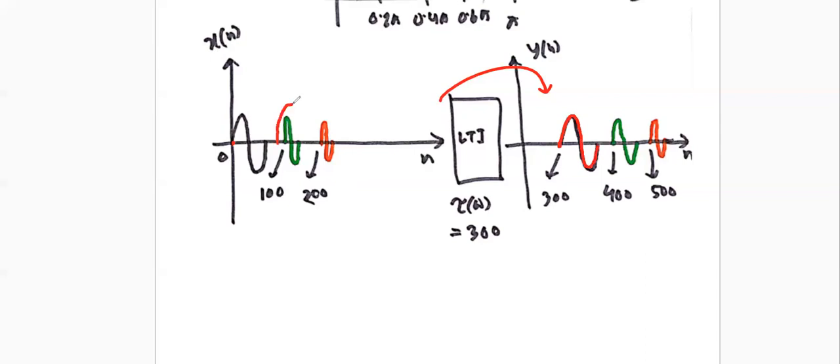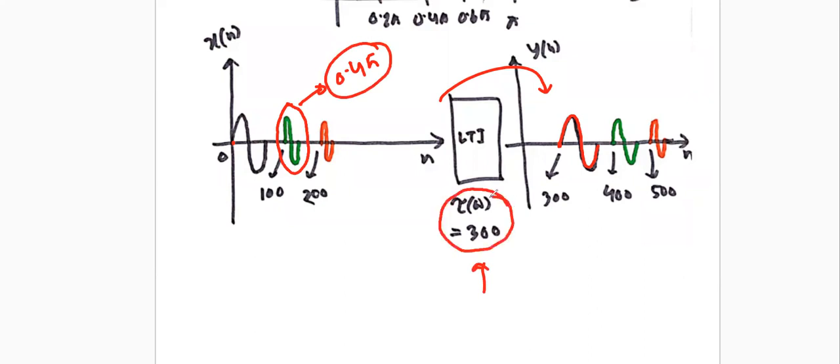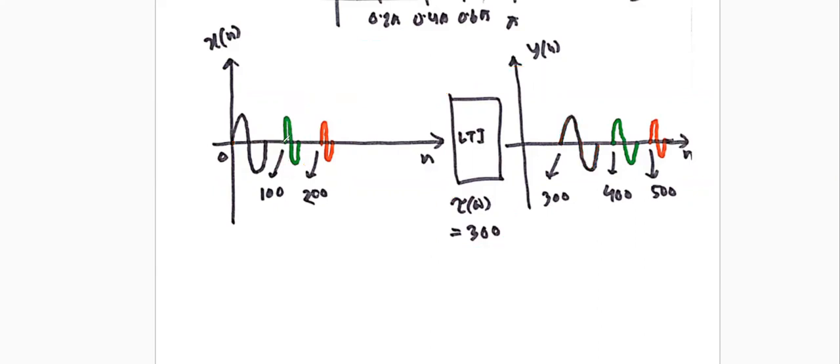Now comes the second one. What is the frequency of this one? The 0.4 pi. If that is 0.4 pi, how many samples will it be delayed by this LTI system? Of course, we know that will be a 300-sample delay. So if these samples start at 100, then 100 plus 300. So what would be the starting point? That should be 400.